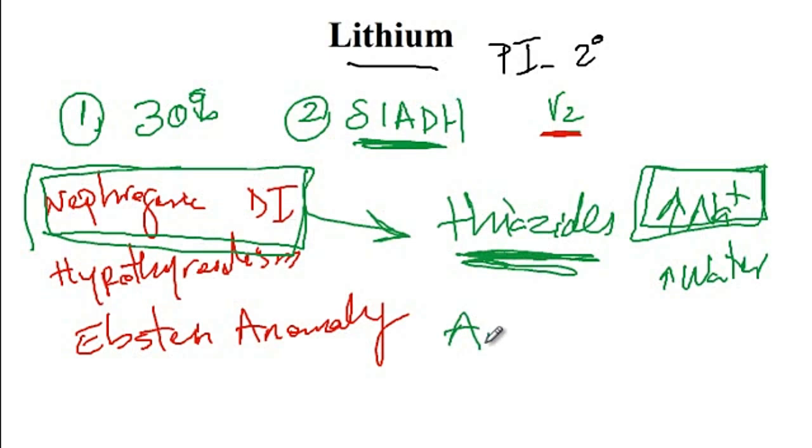You can also give these patients amiloride, which prevents the accumulation of lithium in the collecting tubule cells, and so can help with the treatment of nephrogenic diabetes insipidus.